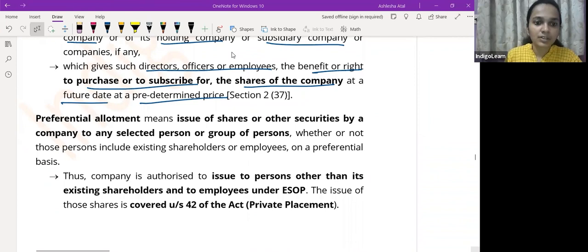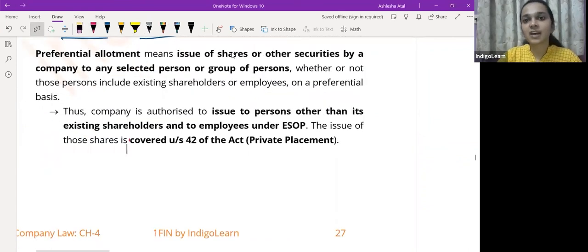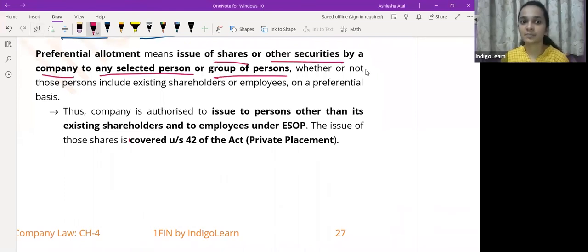So preferential allotment, the name itself suggests that some type of preference is being given here. There's some preference which is being given when we are talking of preferential allotment. So it is basically issue of shares or other securities by a company to any selected person or a group of persons, whether or not they are existing shareholders or employees of the company, on a preferential basis. So it is not necessary when we are talking of preferential allotment that it is being made to an employee or only to existing shareholders. It can be any person.